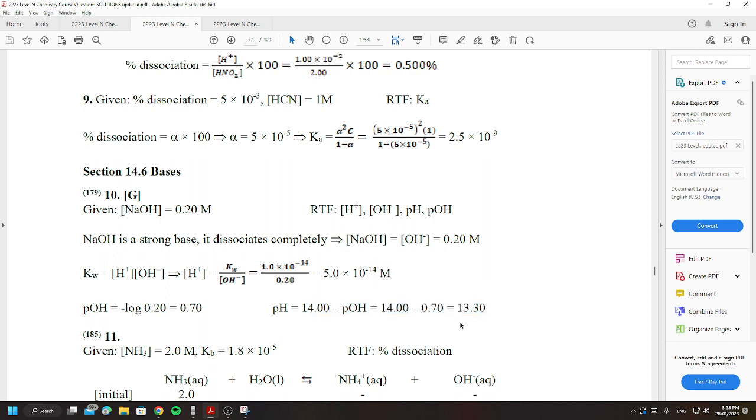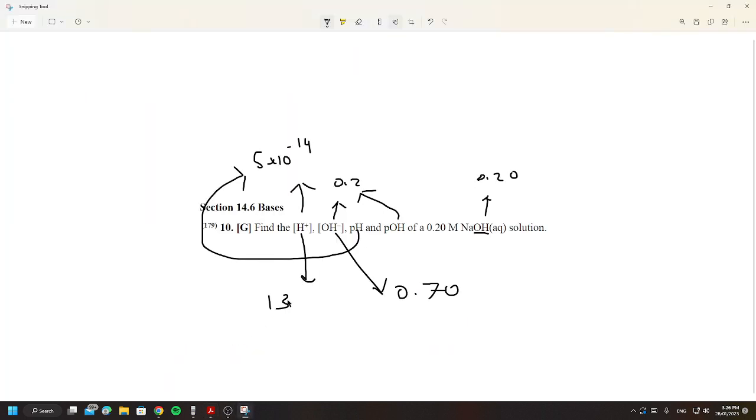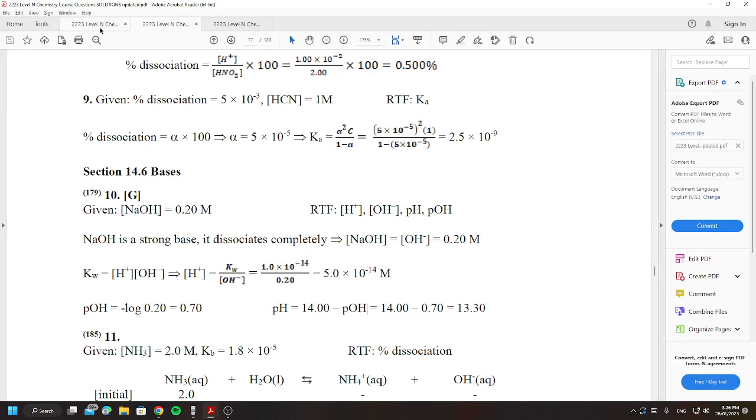But they did a different method of finding pOH. Instead of just finding it from the concentration of OH, they used the formula where pH plus pOH is equal to 14, and they just solved for pOH, which is 13.3. Okay, next.